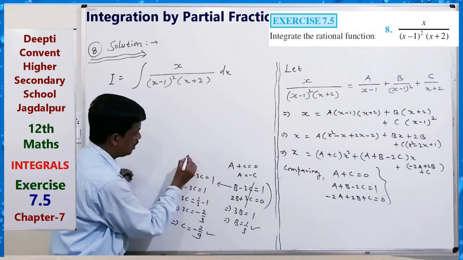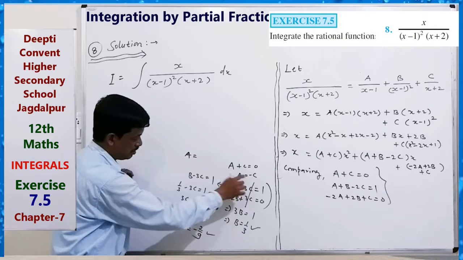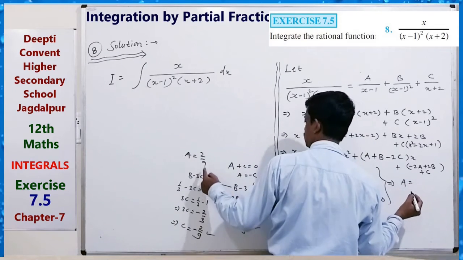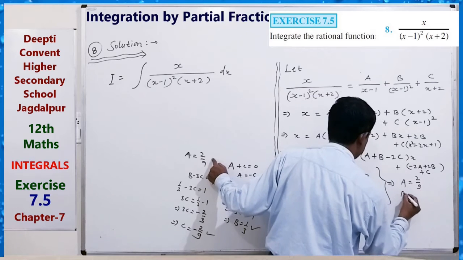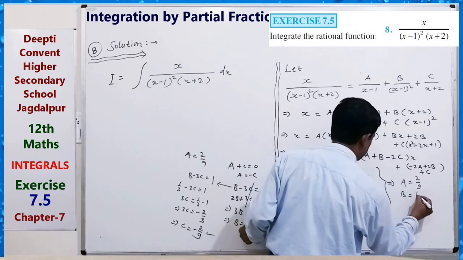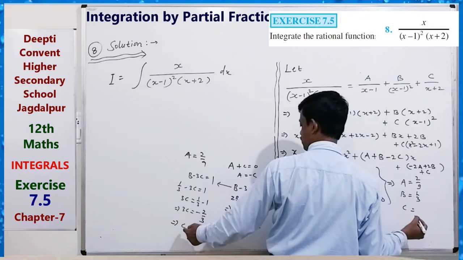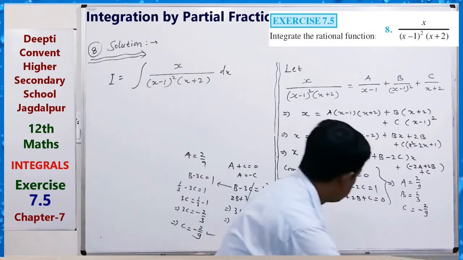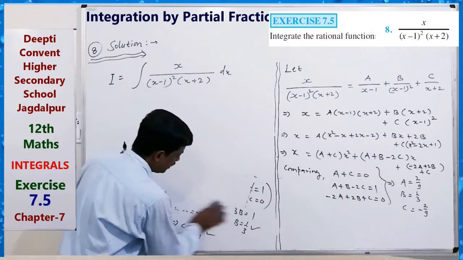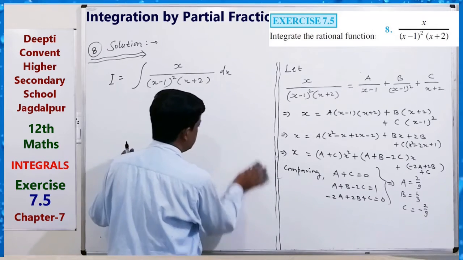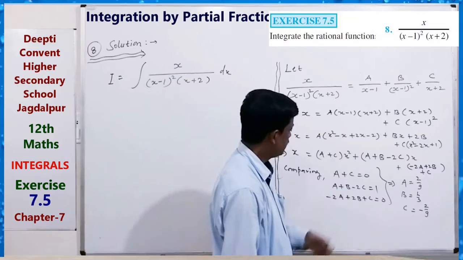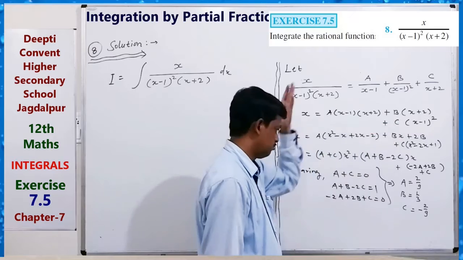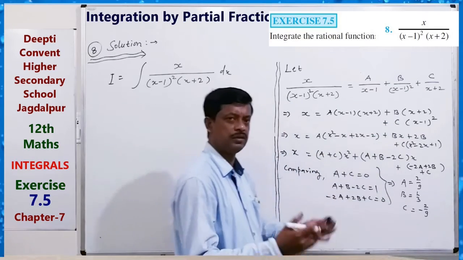So a equals minus c, so a equals 2 by 9. b equals 1 by 3. c equals minus 2 by 9. This is our value. You can also get the value of a, b, c by putting some values here. Finally, you will get this. So any of the methods you can adopt.